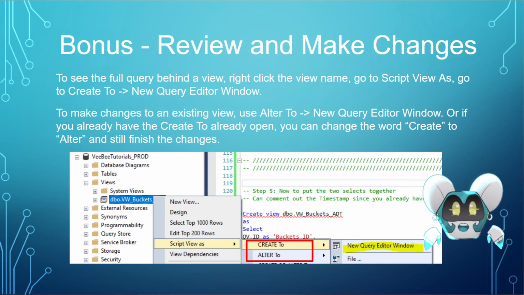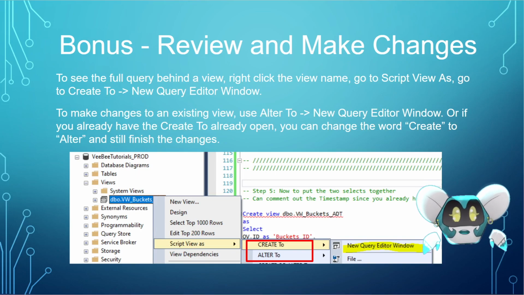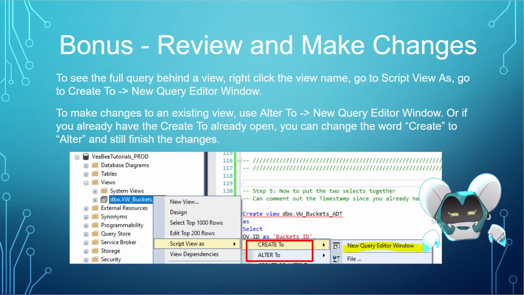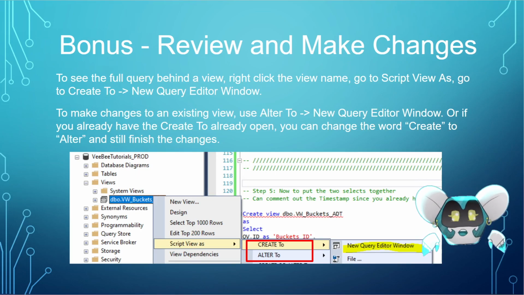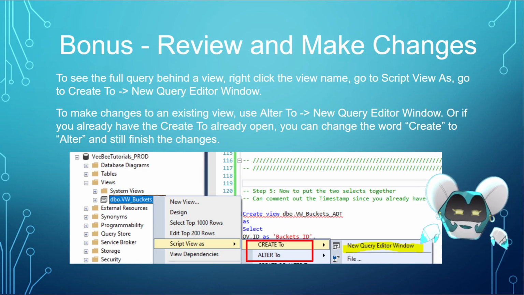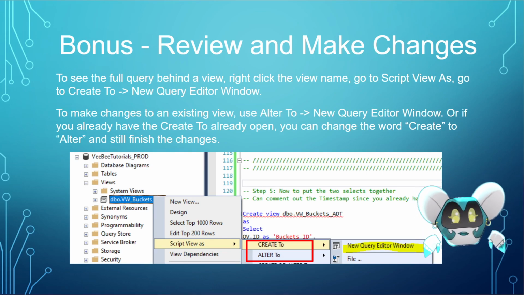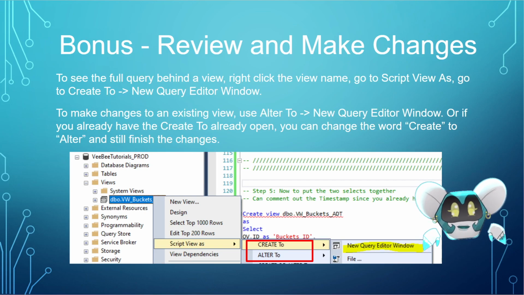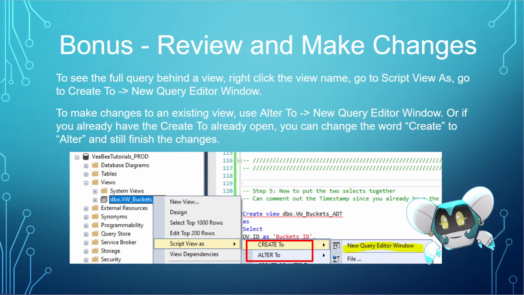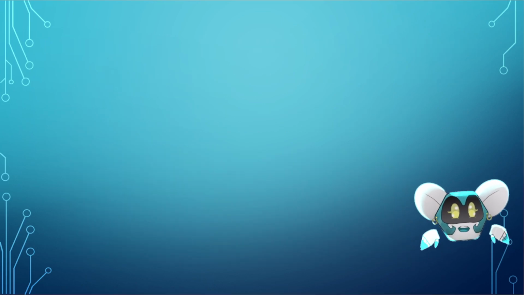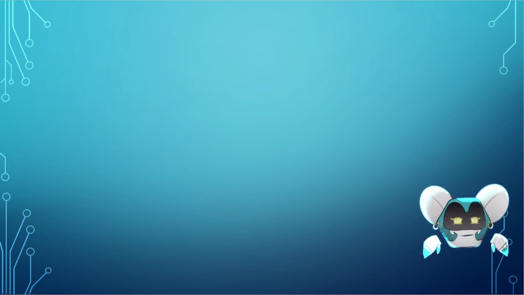And if you want to edit your view in the future, just right click the view name, go to script view as, and you can click on alter to, and then the new query editor window to alter the view, or view the coding by clicking the create to. And with that, let's hop over to Management Studio.